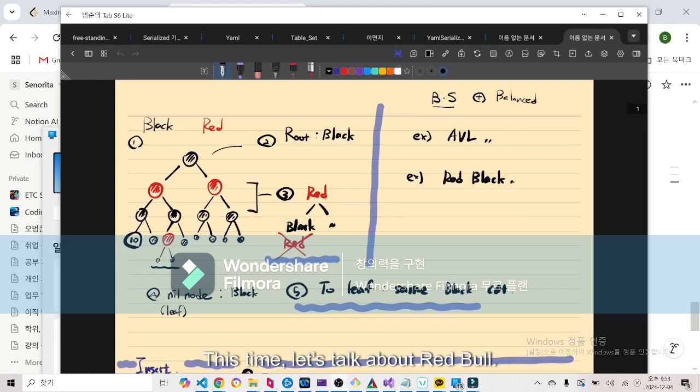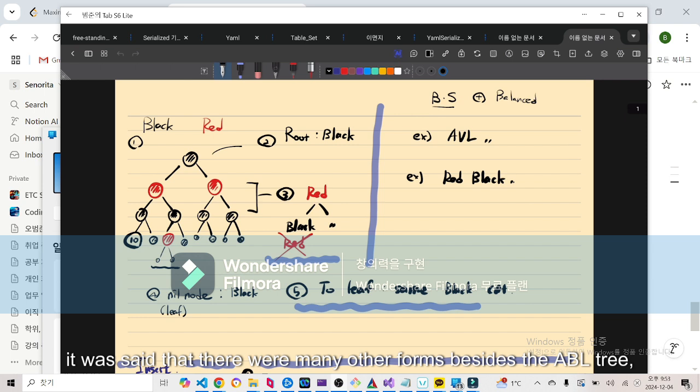This time, let's talk about the Red-Black tree. In my last optimization video related to memory pools, I told you that in order to optimize memory pools, we now need a balanced binary search tree. And among many balanced binary search trees, I used the AVL tree. But in fact, there were many other forms besides the AVL tree, and one of them will be the Red-Black tree that I will explain today.